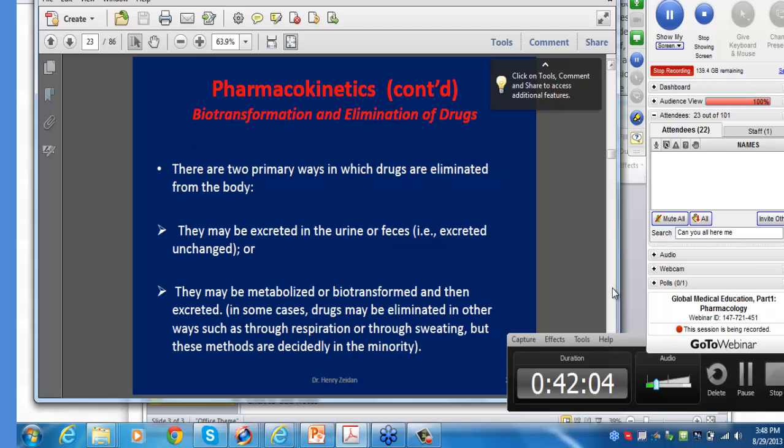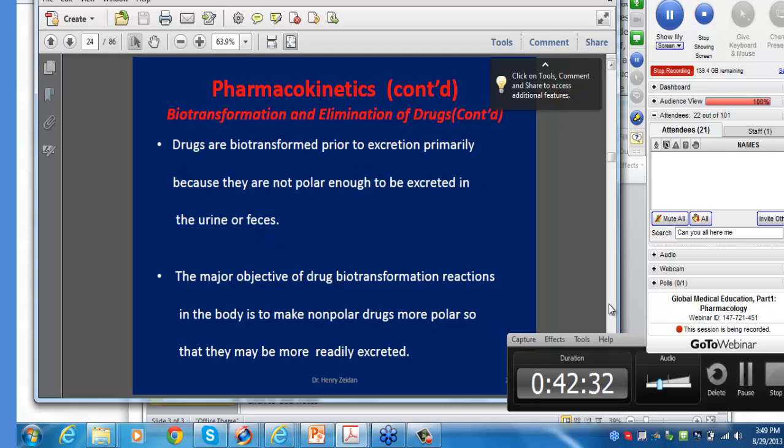There are two primary ways in which drugs are eliminated from the body. They can be excreted in the urine or feces, or they can be metabolized or biotransformed and then excreted. In some cases, a drug may be eliminated in other ways, like respiration or sweating, but that constitutes a small, minority class. You have to biotransform a drug prior to its excretion. That's a very valid statement, and you have to keep it in mind. We already stated that.